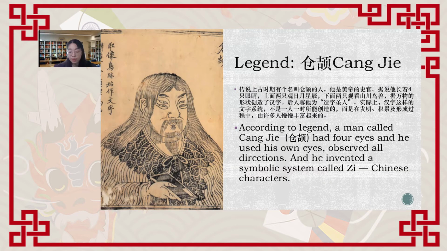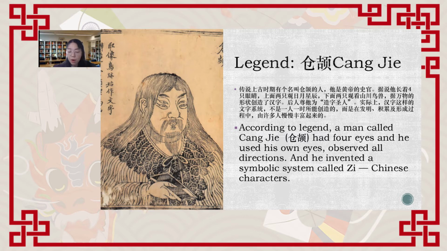In legend, there was a man named Zhang Jiahui, who was an official historian of Huangdi. It was said that he had 4 eyes, and the upper 2 were for watching the sun, the moon, and the stars, while the lower 2 were for watching mountains, rivers, beasts, and birds. And as the legend goes, he created the Chinese characters according to the shapes of all things. So he has the title of Sage of Character Creation.